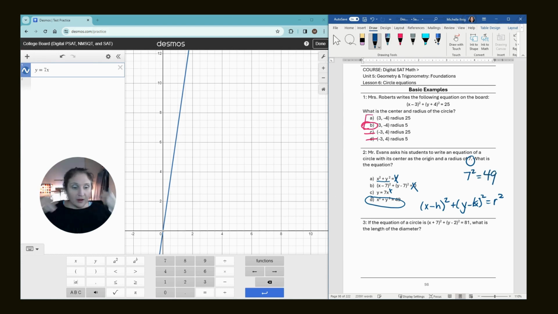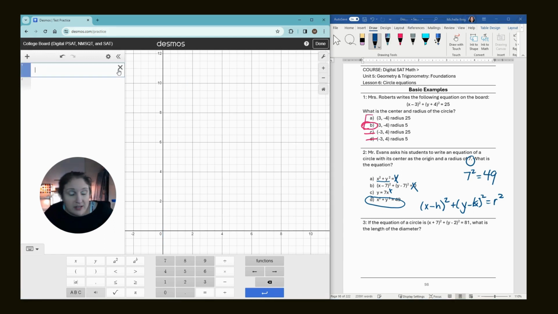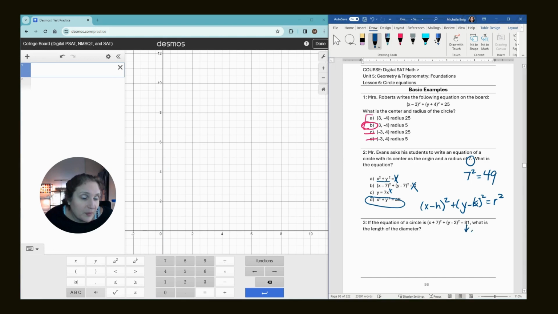All right. In the equation of the circle, what is the length of the diameter? So hopefully you just paid attention. You're like, well, 81 is the radius squared. So the square root of 81 is 9, and that's the radius. So the diameter is 2 times the radius. So 2 times 9 is 18. That's how I would do it.